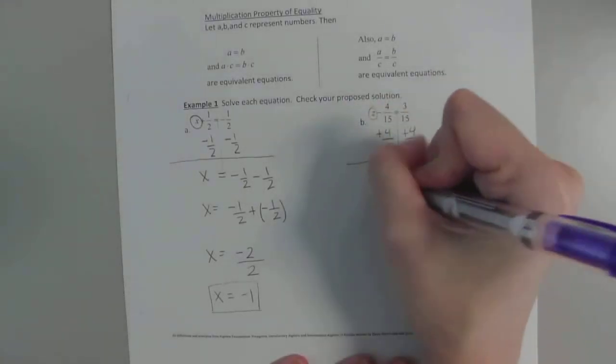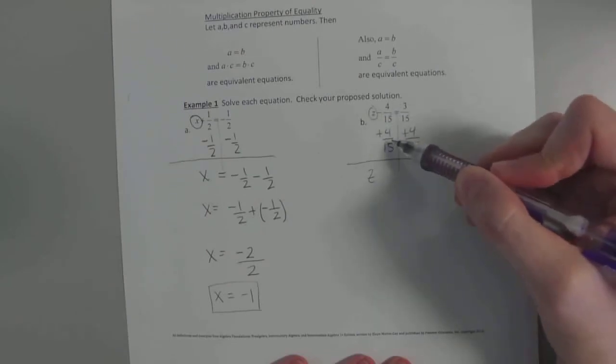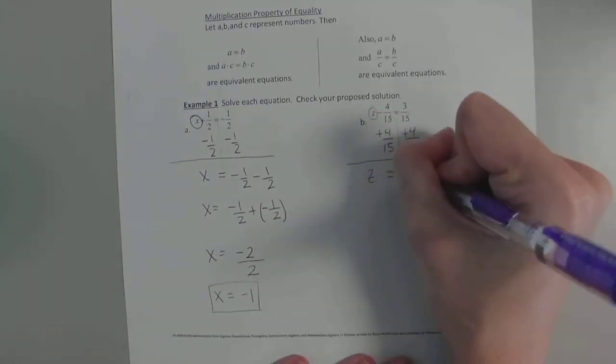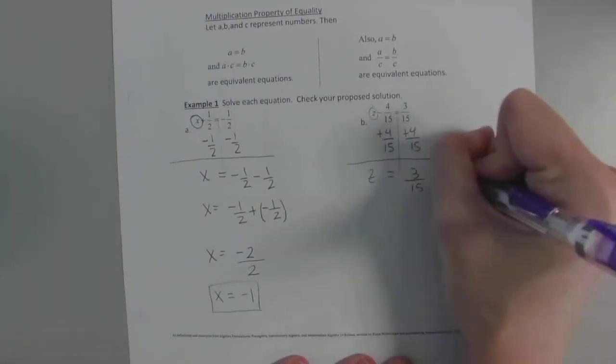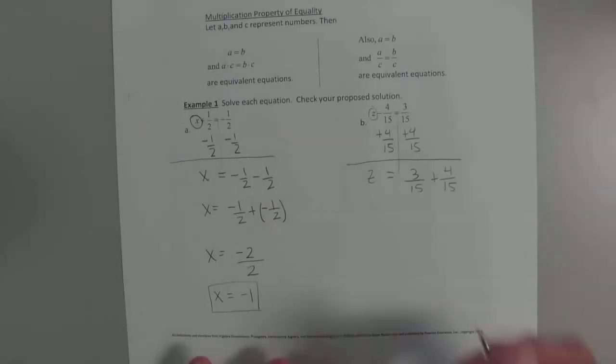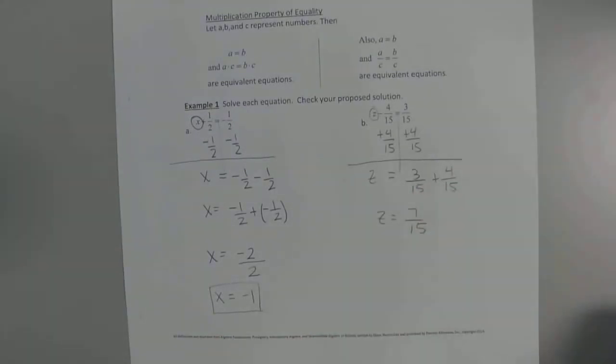What we have over here on the left, the z is the only thing, because a negative 4/15 plus a positive 4/15 cancels out to 0. That's the whole reason why we did that. Equals, over here again, I'm writing it horizontally, 3/15 plus 4/15. What we want is a common denominator. What do we have? A common denominator. So what's 3 plus 4? 7. So z is 7/15.